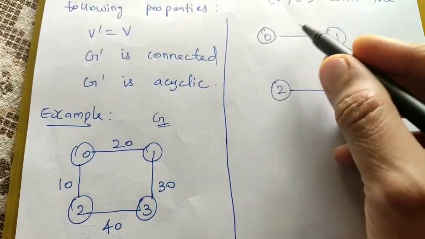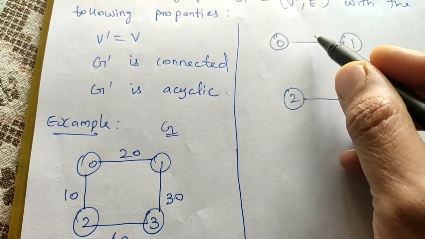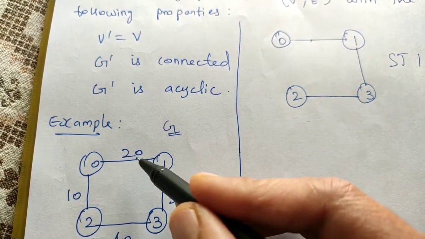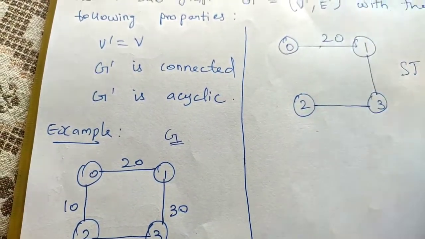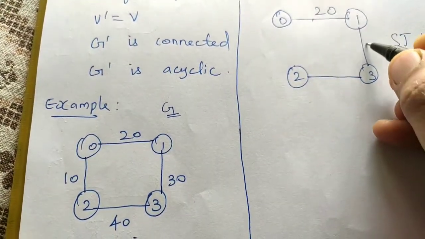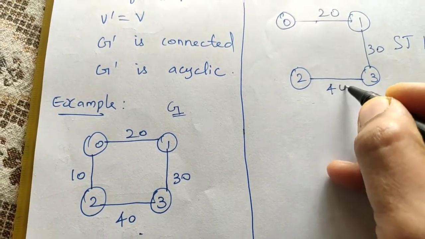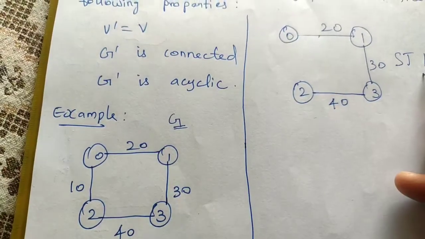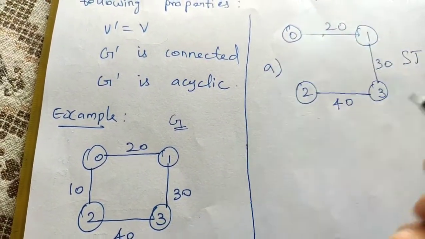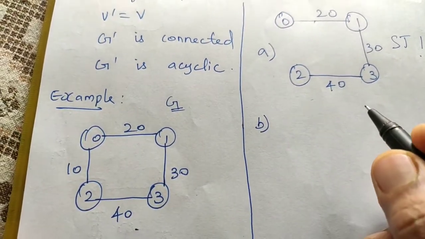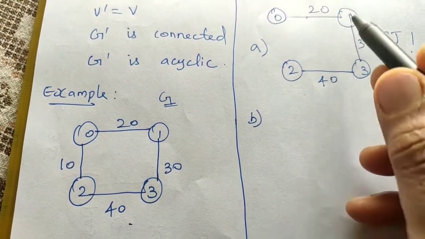Now, what is the weight of each edge specified in the graph? The weight of this edge is 20, and the weight of this edge is 30 as per the given input graph. The weight of this one is 40. So this is the first spanning tree. Let us call it A. Now I am going to construct one more spanning tree, not in this way.